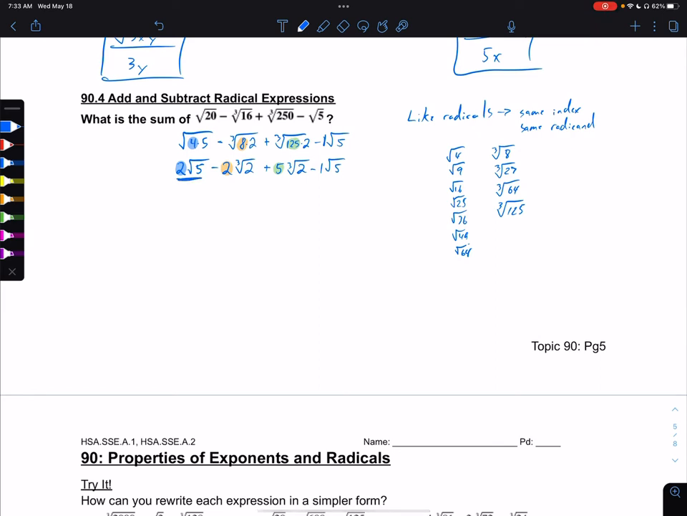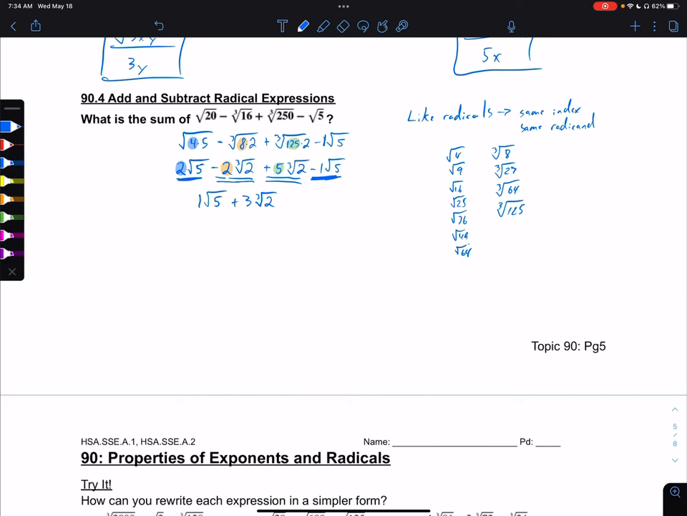Now, from here, we look for the like radicals, so same index, same radicand. 2 radical 5 is the same as negative 1 radical 5, same index, same radicand. So we do the 2 minus 1, we get 1. The radical stays the same, so we're going to leave it as radical 5. And then my two middle terms are both cube roots of 2, so same radicand and same index. So I have negative 2 plus 5, which would be a positive 3, and then we're going to keep the radical, the cube root of 2.